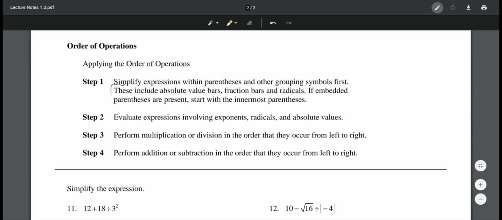Now notice that they listed a whole bunch of things that are considered grouping symbols. Absolute value bars are grouping symbols. Fraction bars and radicals are considered grouping symbols, not just parentheses. All right. In number 2, evaluate the expression involving exponents, radicals, and absolute values.